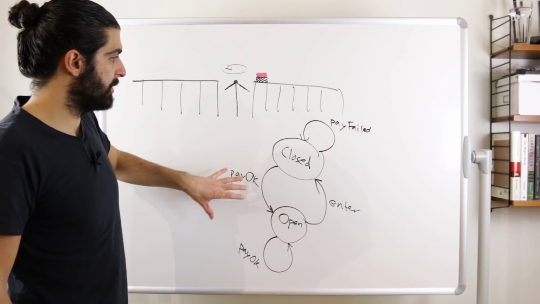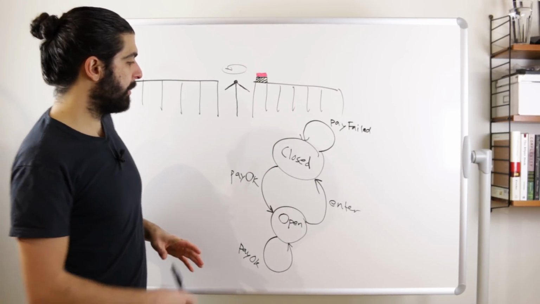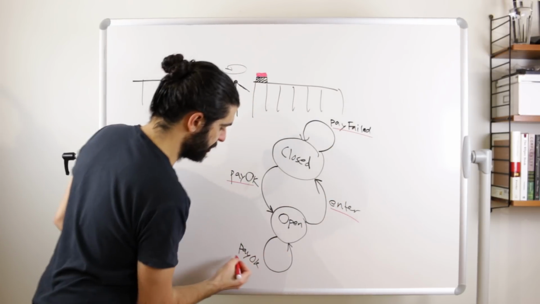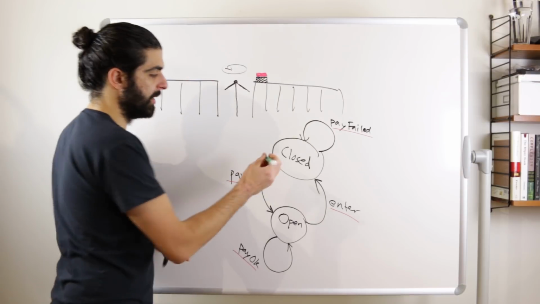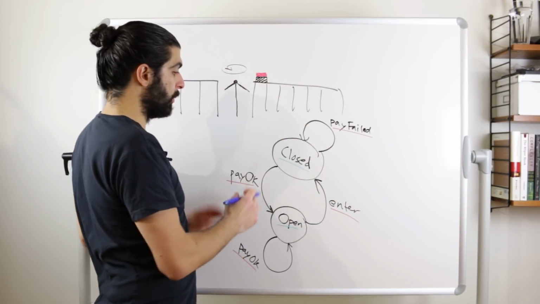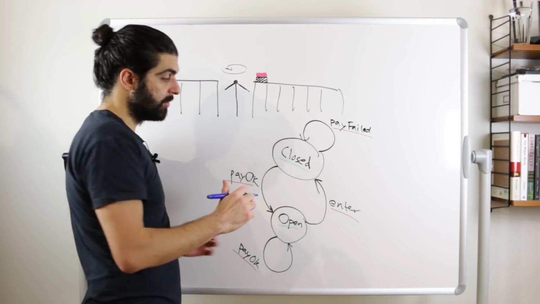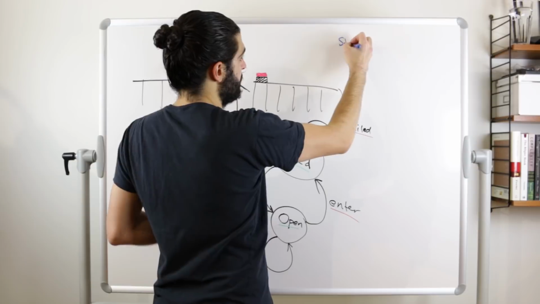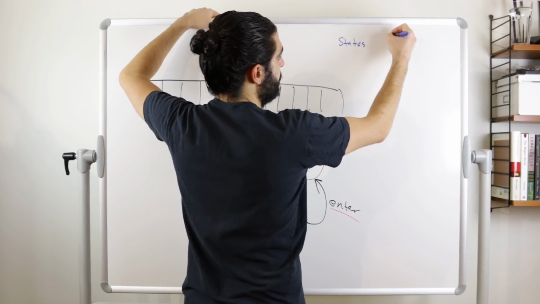Now what's interesting about these sort of state diagrams is that we have a number of events or actions, and then we have a number of states. And that means that we can draw this sort of table where we enumerate all of the different combinations. So we have a number of states, and then we have a number of actions.